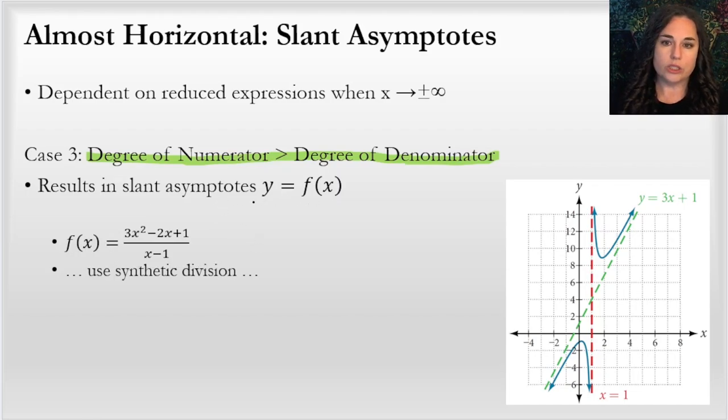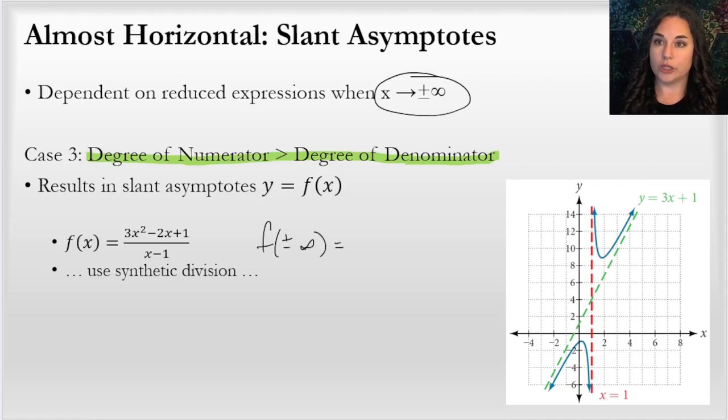But what we're going to do is play the same game again. We're going to let the function go to plus or minus infinity. We're going to look at those two leading terms. Same strategy, all right? Nothing different, but we're going to get a different result. 3x squared over x, which is a 3x, okay? So we're going to get a power of x up here.